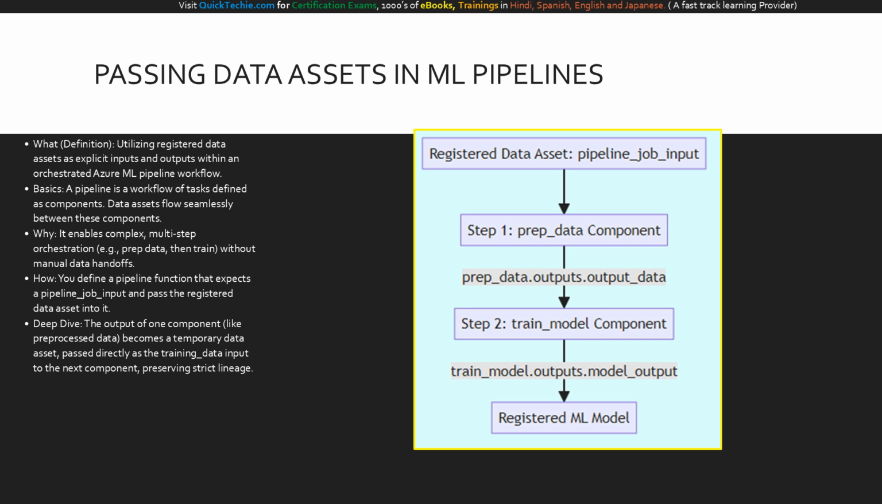Let's trace the data through a pipeline. We begin at the top with our registered data asset, serving as the pipeline job input. This feeds into step 1, our prep data component. Step 1 does its job and produces an output. That specific output data is seamlessly routed as the input for step 2, the train model component. Finally, step 2 outputs our trained, registered ML model. It's a continuous, unbroken chain of data.